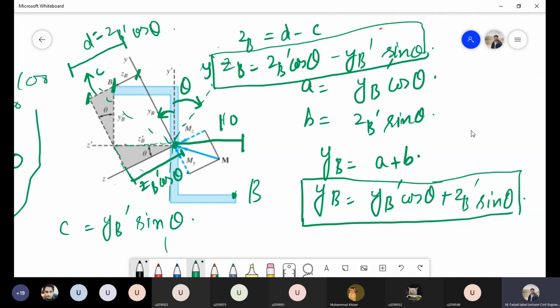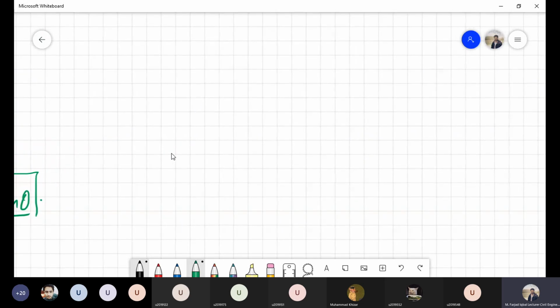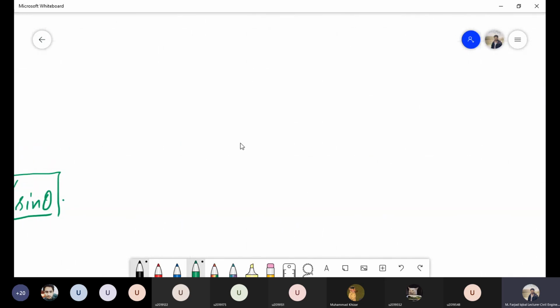So this is a brief idea about how to transform the distances. Now let's start with one example problem, after which we will have a clear idea on how to tackle such questions. Let me share one question with you.